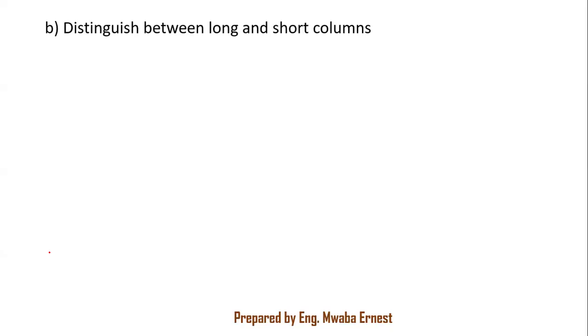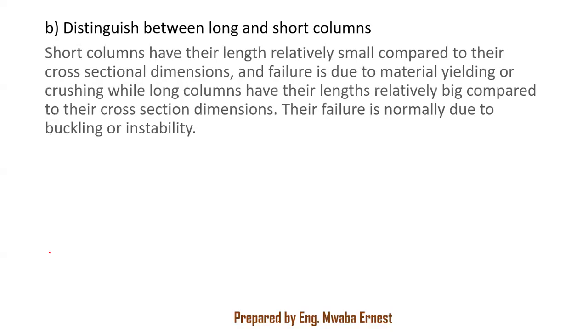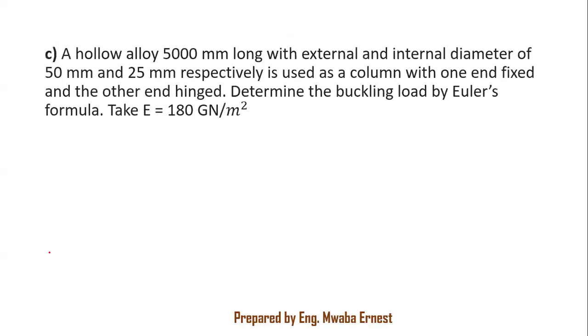How do we distinguish between a long and a short column? In a short column, the cross section is normally not small compared to the length; they compete. But with a long strut, a long column, you will find that the length is much bigger than the cross section. Then that column is long. So that's what this is addressing.